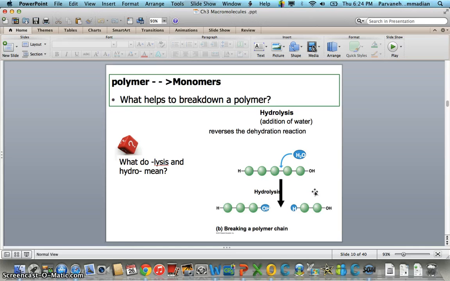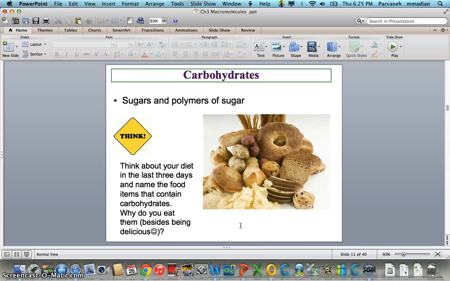Now, if you want to break down a polymer into monomers, you have a hydrolysis reaction. Hydro means water, lysis means breakdown. So you add water to your polymer and you break it down into smaller monomers or shorter polymer here. Okay, that was a general idea about the formation of the macromolecules.